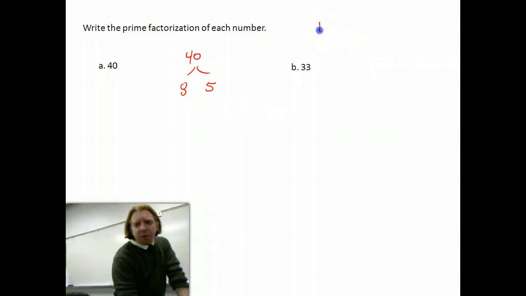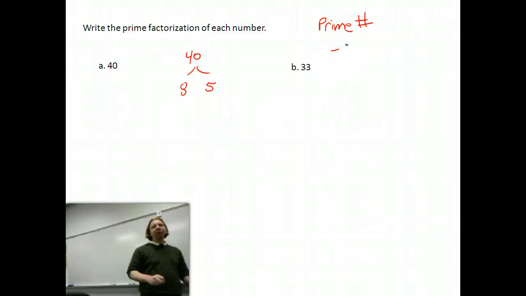Before we get too far off, though, what is a prime number? Number that cannot be divided. It's not divided in half. Not quite. You know what I mean by it. No, I don't.